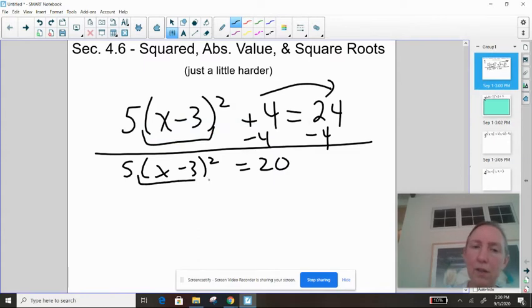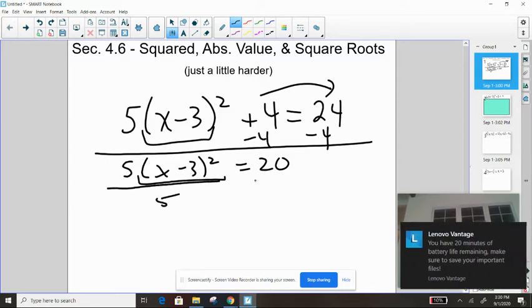But again, same rules apply. 5 is being held together to that term by multiplication. So I'm going to divide both sides by 5.